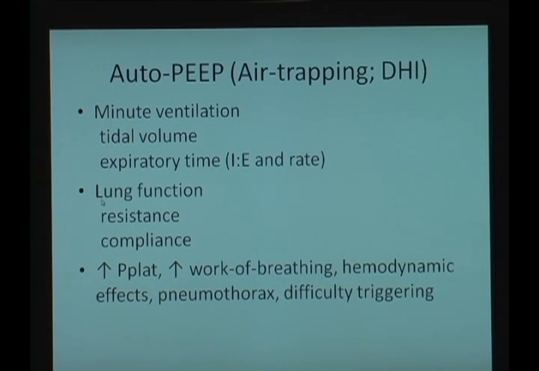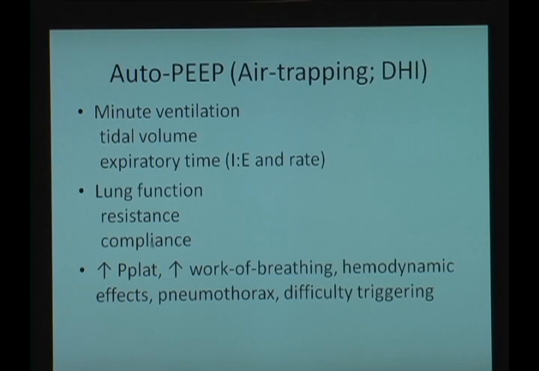And then autopeep is also determined by lung function, resistance, and compliance. With high airways resistance, COPD or asthma, there's a greater risk of air trapping and autopeep. Also, if you have a higher compliance, that increases the risk of air trapping. So patients with COPD are at greater risk for air trapping and autopeep because they have alveolar destruction, which means that they have a higher lung compliance, so there's less elastic recoil pressure pushing gas back out of the lungs.